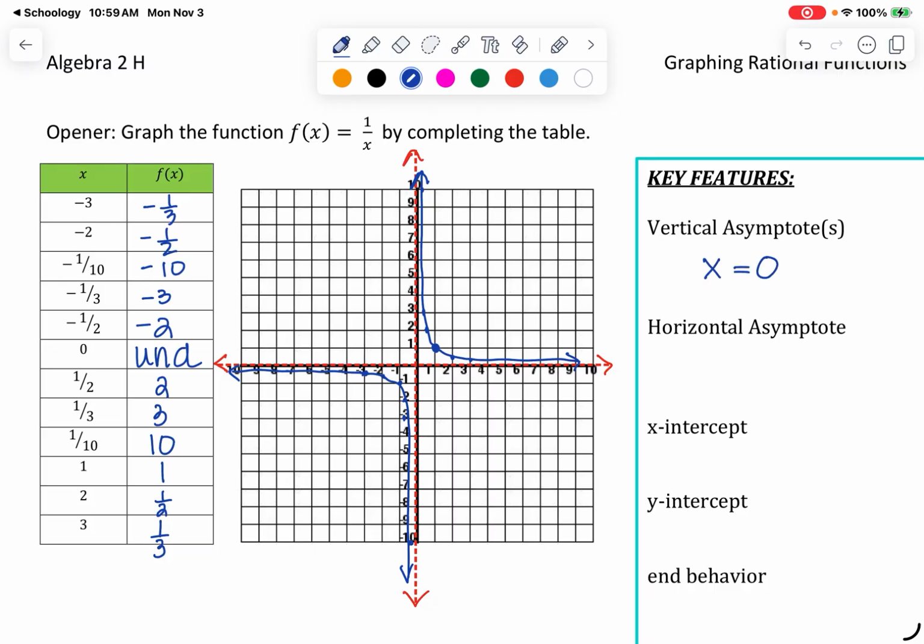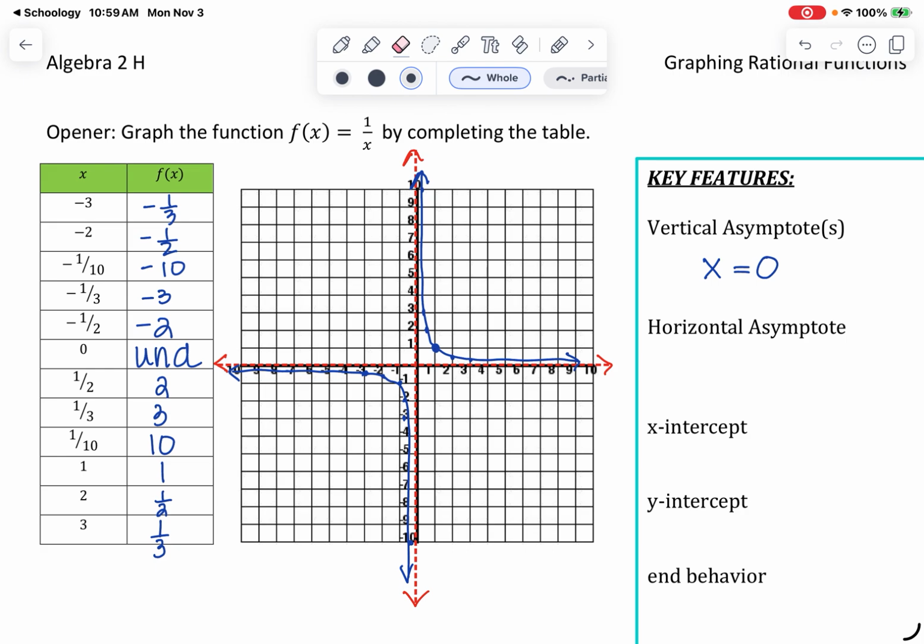If you look at our table, when x is 0, the output is undefined, because when you plug in 0 right here, you can't divide by 0. X will never be 0. So what we have there is a dashed vertical line called an asymptote.